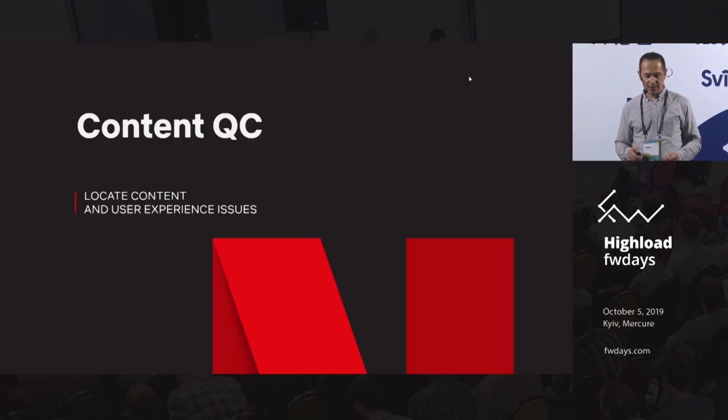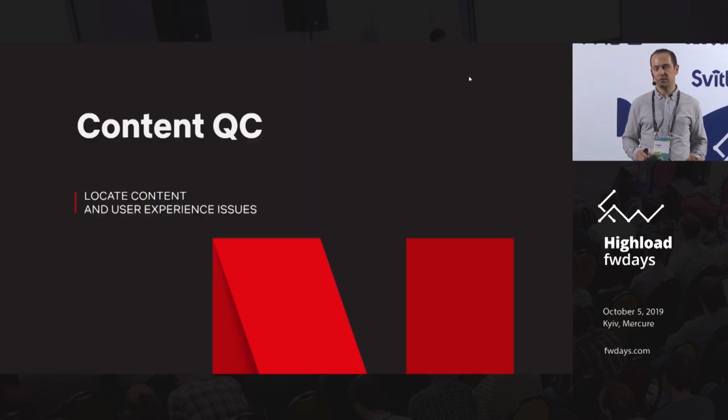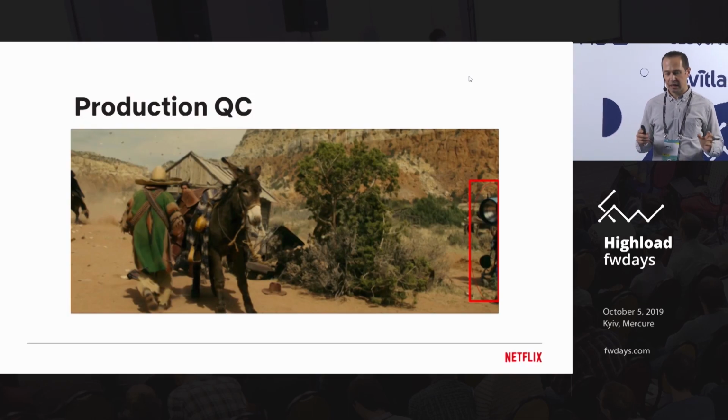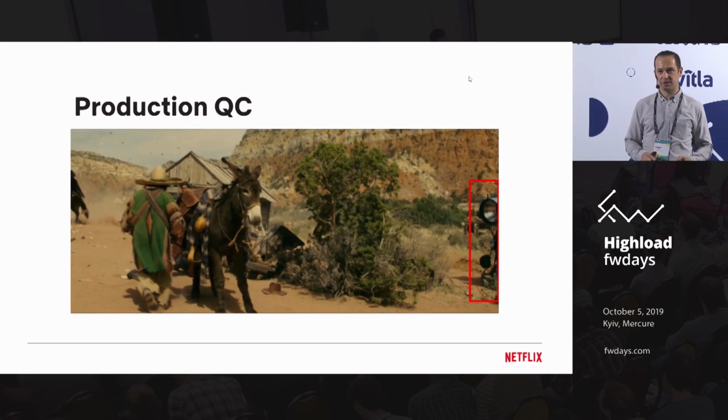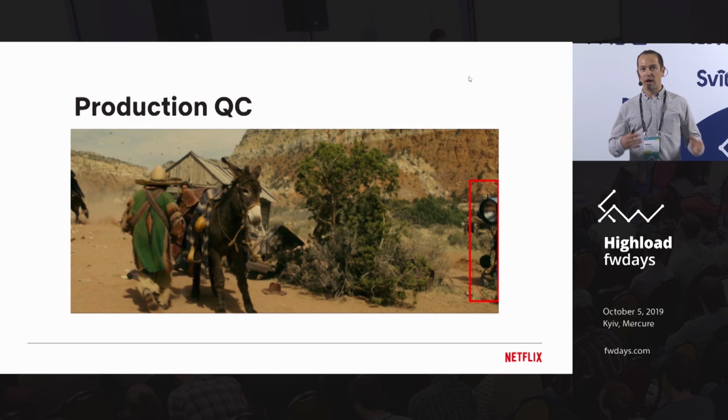Finally, there is a problem of QC. So imagine an image like this. The problem is that rectangle on the right, it's actually a camera. It's a light that just got into the picture. We should be able to know about that way in advance, as soon as possible.